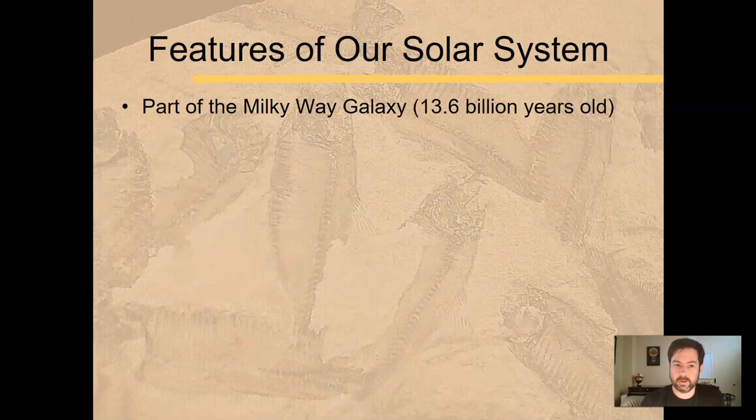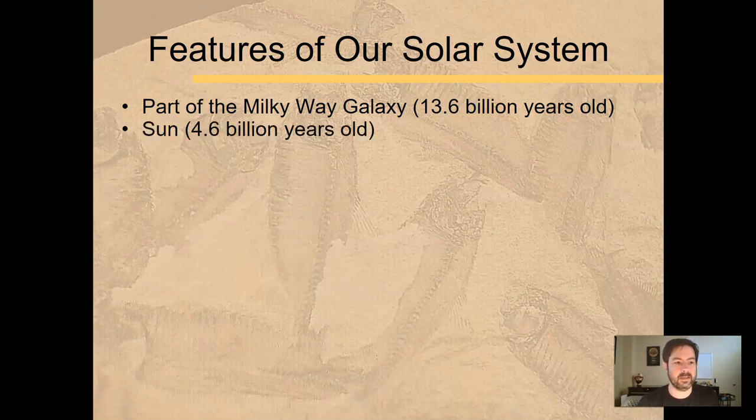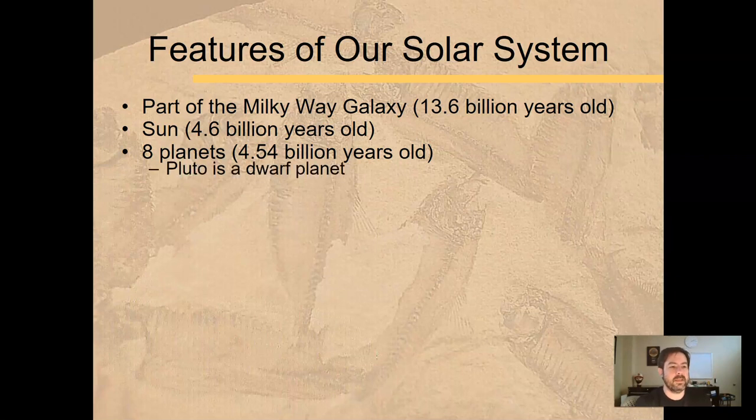So we are part of the Milky Way galaxy. Again, the universe is about 13.7 billion years old. The Milky Way galaxy, about 13.6 billion years old. It formed about 100 million years after the universe formed. The sun, again, about 4.6 billion years old. We have 8 planets. They all formed around the same time, 4.54 billion years ago.